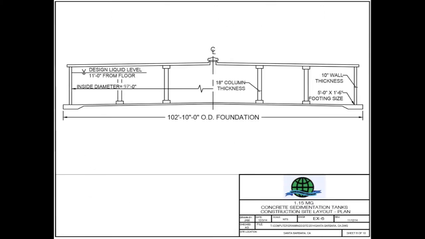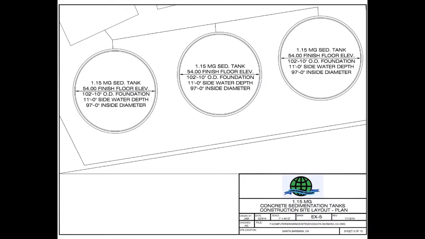In conclusion, the sedimentation tanks needed for the plant are designed with a 54-foot finished floor elevation, an 11-foot liquid depth, and 97-foot inside diameter. The floor slab thickness is 6 inches, the roof thickness is 9 inches, the columns are 18 inches thick, the footing is 5 feet by 1.5 feet, and the wall is 10 inches thick, bringing the final outside diameter to 102 feet 10 inches.